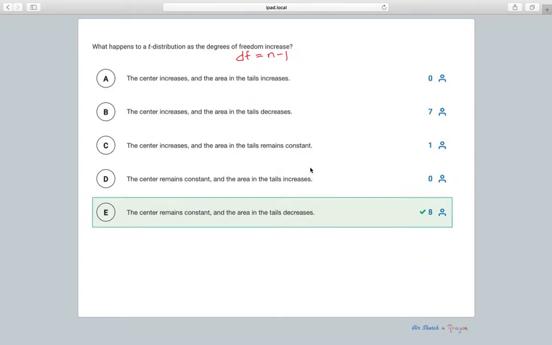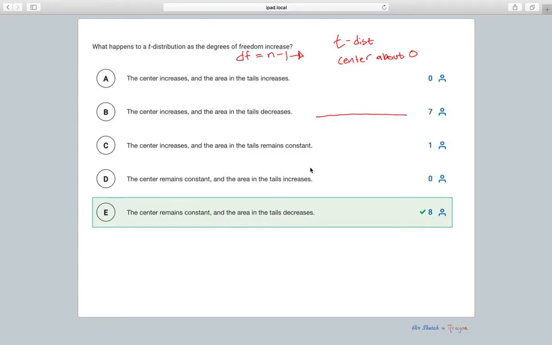All right. What happens to a t distribution as the degrees of freedom increase? So thing to remember is degrees of freedom is sample size minus 1. And this was just something I stated in my explanation of t distributions. So each t distribution will have a mean of 0. So they center, let me write this out. So t distributions will center about 0. But they'll have slightly different standard deviations.